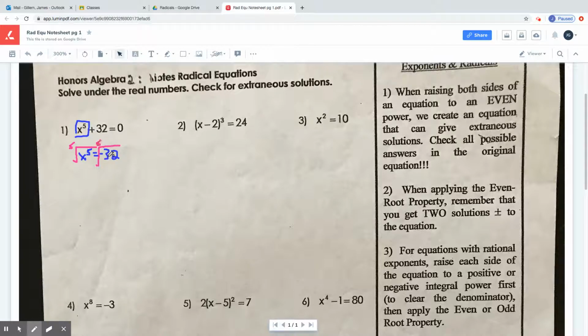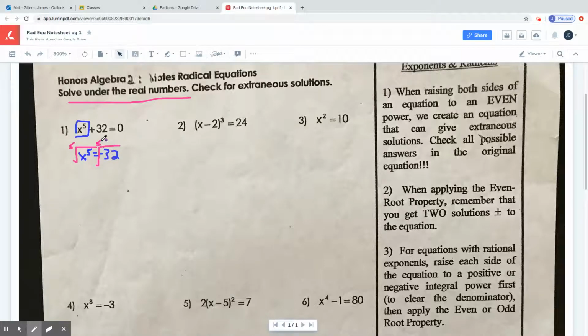Now, we have a negative under here. It is okay to have a negative because it's an odd root. If it was an even root, then this would be no solution. If you look in these directions, we're solving under the real numbers, which means I don't want imaginaries here. If you get an imaginary, the answer is going to be no solution. There isn't going to be an answer. Since it's an odd root, it's okay to have a negative under there.